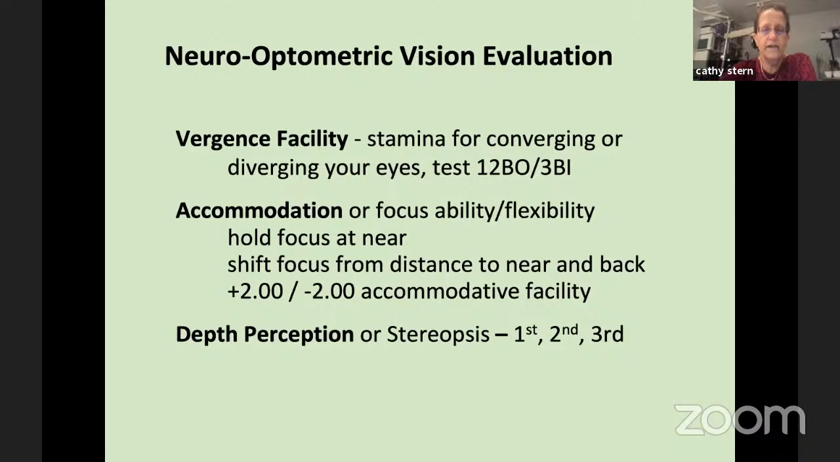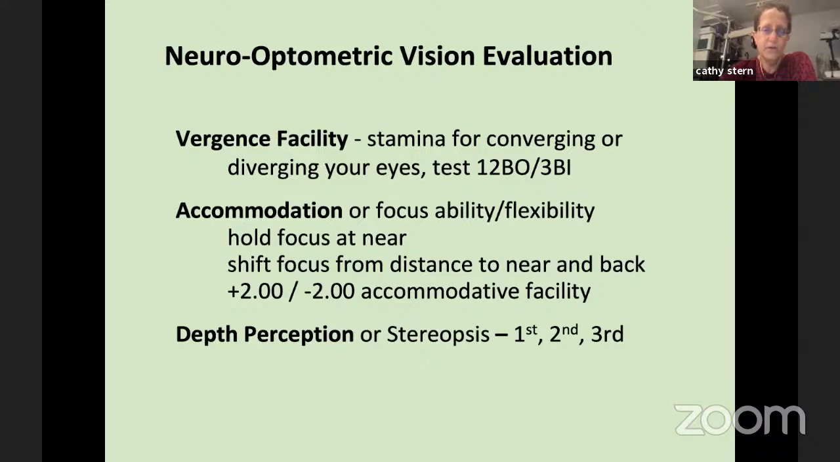We know that just because you look like you can converge or diverge your eyes, the stamina for doing that is not always very good. And so I take a 12 base out, 3 base in prism that I have. It's like 2 prisms together. And I go back and forth between them in front of one eye of the patient while they're looking at a target. And I can look at how well they can hold both the binocularity and clarity of the target.